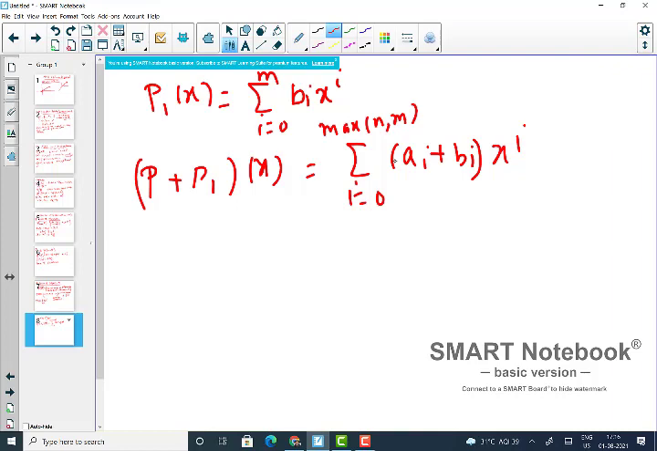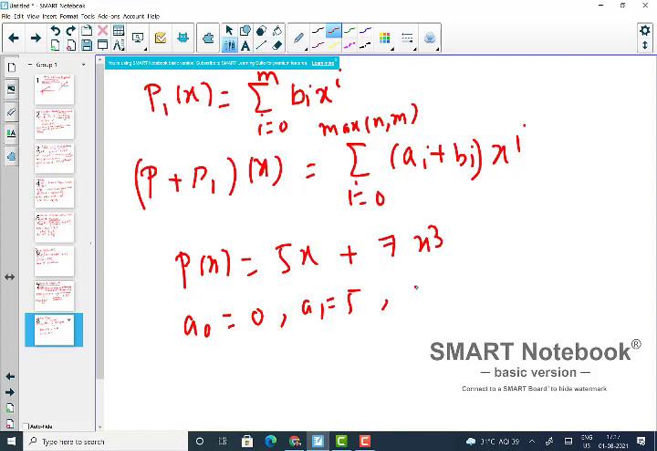For example, if you check p(x) equal to 5x plus 7x cubed, then here a0 equals 0, a1 equals 5, a2 equals 0, and a3 equals 7. And if you go beyond, for example if you want to find a4, all are 0. If there are no coefficients, that means that is 0. So this is the way you can add, and also you can do scalar multiplication.